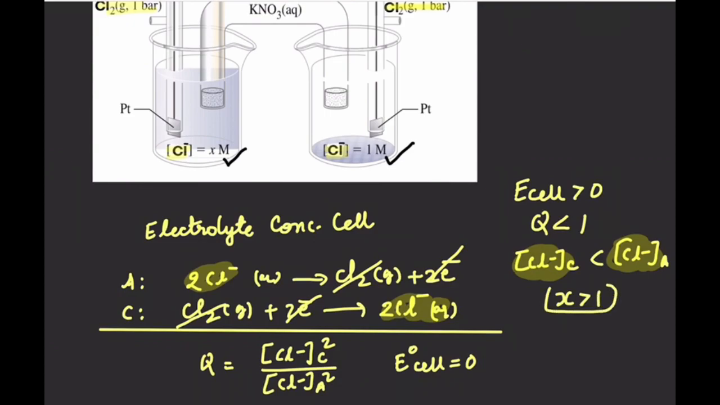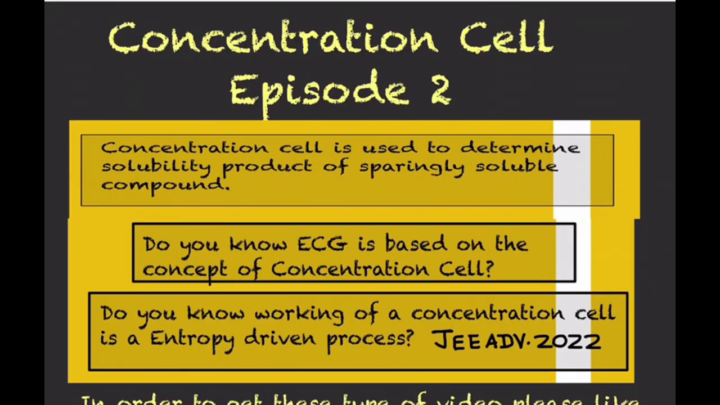So we can conclude that the value of X is greater than 1, and during the working of the cell, the concentration of Cl minus ion in anodic compartment is going to decrease. We can see in the reaction that there is consumption of Cl minus ion with time. So the concentration of Cl minus ion is going to decrease, and in the cathodic compartment the concentration of Cl minus ion is going to increase with time, and finally at equilibrium the concentration of Cl minus ion is equal in both compartments. At that condition the cell will stop working. So I hope that this video is useful to you.